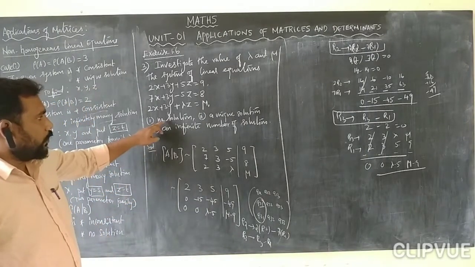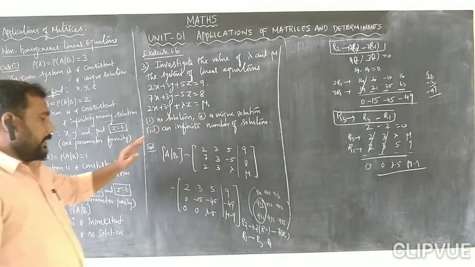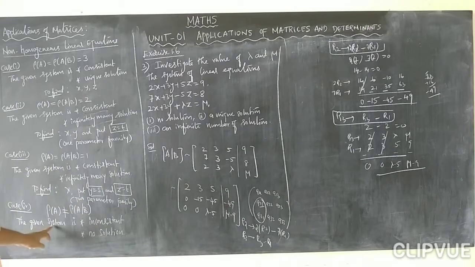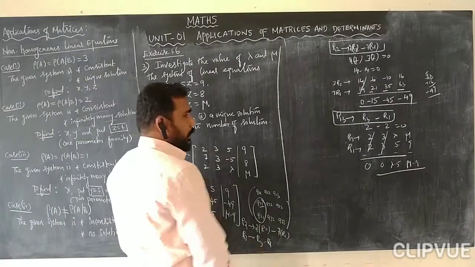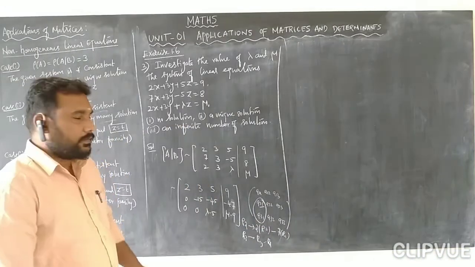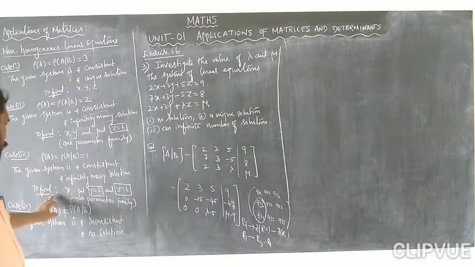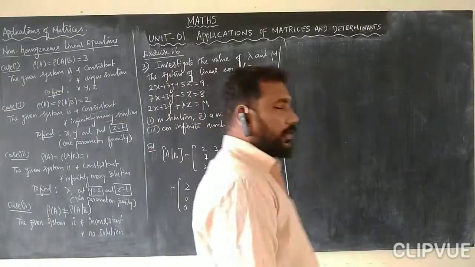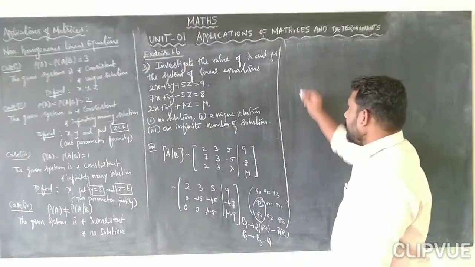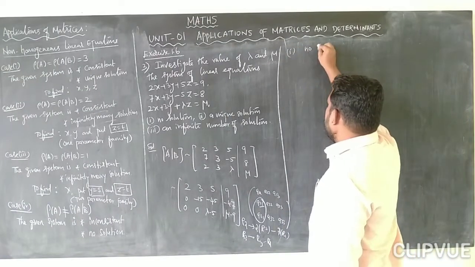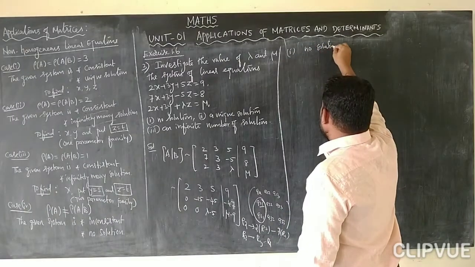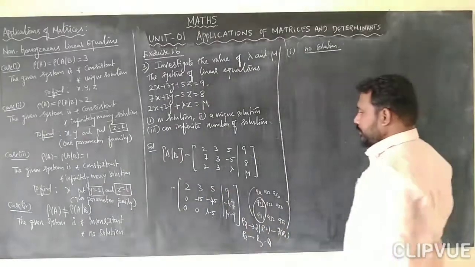First case, no solution. No solution means the given system is inconsistent and has no solution. This is an example. P of A not equal to P of A difference B. Okay. Case number 1, no solution. P of A not equal to P of A difference B. Conditions for no solution.